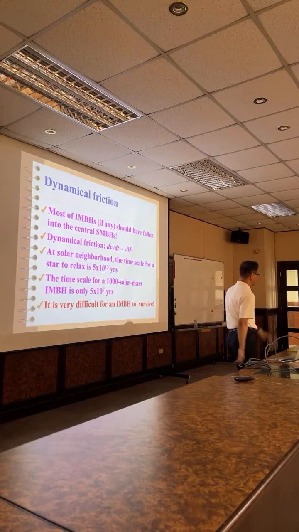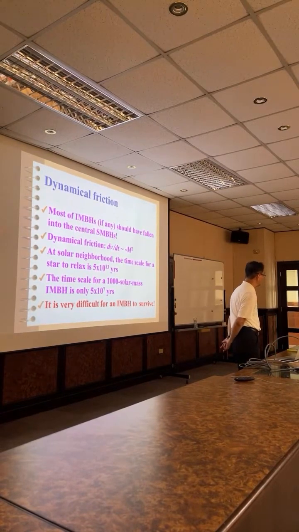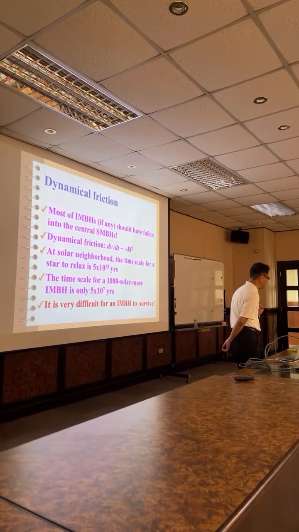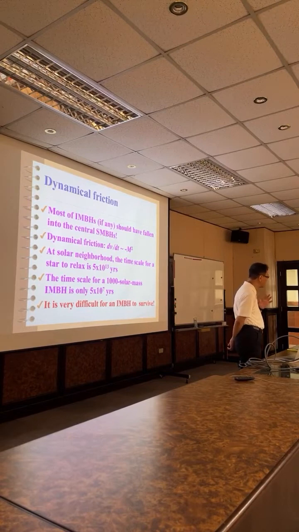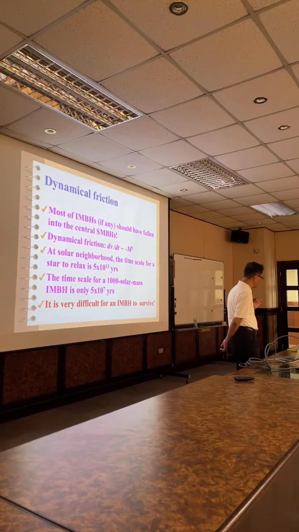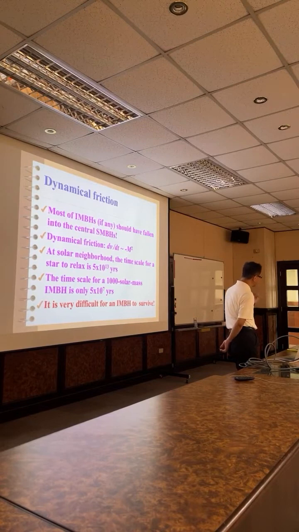But the indirect evidence of dynamical friction is some low mass stars having higher speed. It might still be possible to find something like a 100 solar mass one because the time scale is small. But for something like 10,000 or 100,000, it will be very difficult. But it's still possible to find some 100.